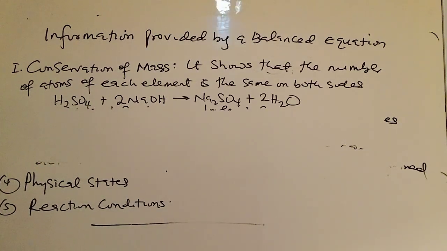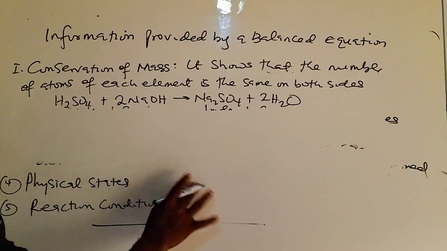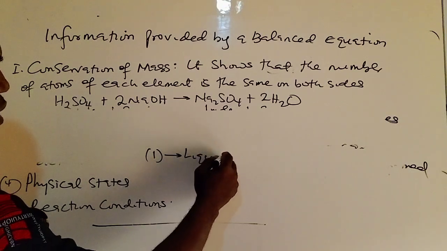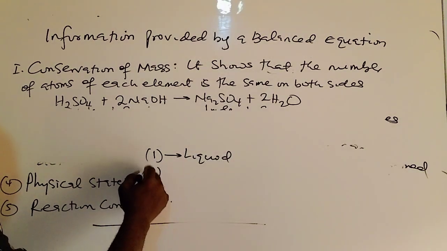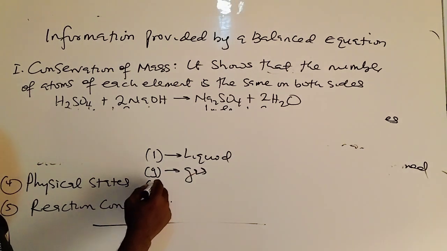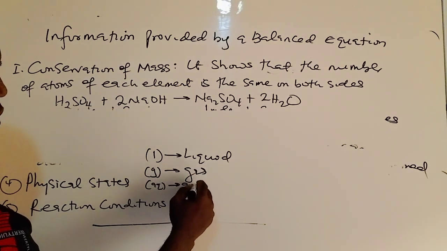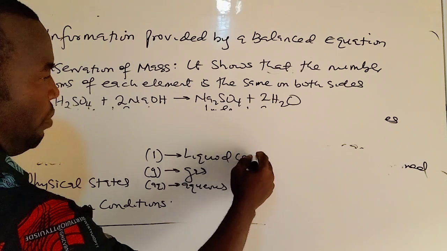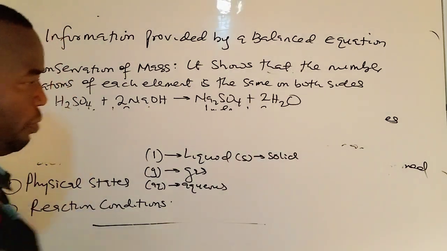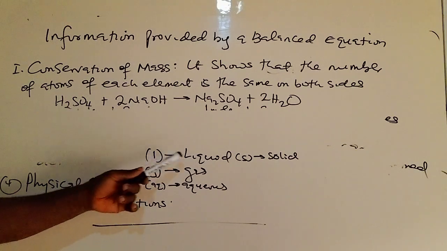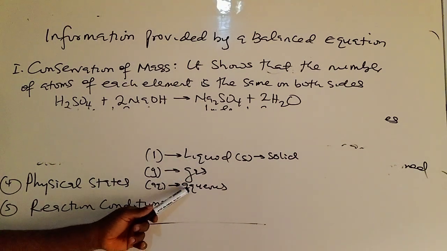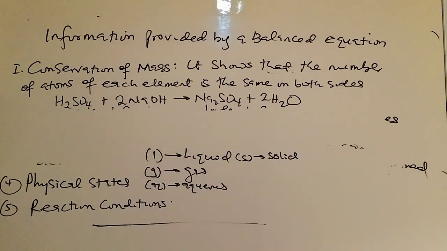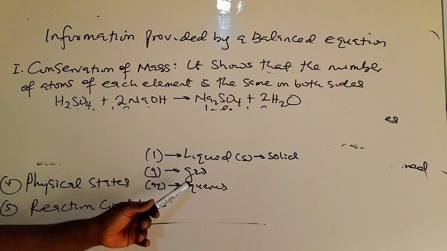So in a balanced equation, often we see letters like L in brackets. L implies liquid, like water. G implies gas. AQ implies aqueous. Aqueous means substance dissolved inside water. Then S implies solid or insoluble substance. I repeat, L stands for liquid, G for gas, AQ for aqueous, dissolved or soluble in water, then S for insoluble in water or solid. So the chemical equation is often accompanied by these terms.